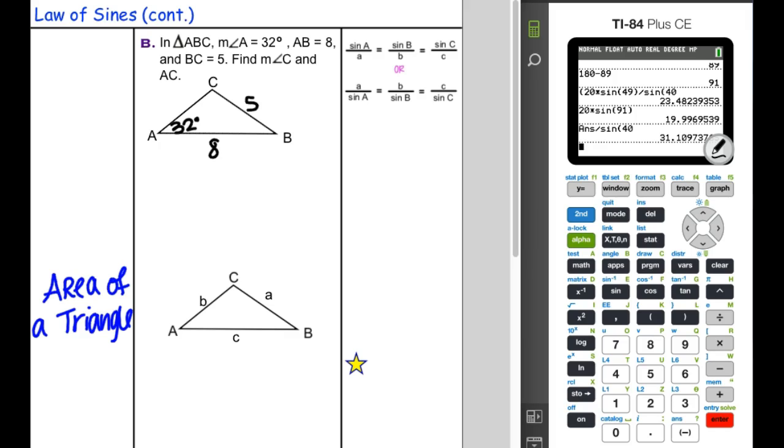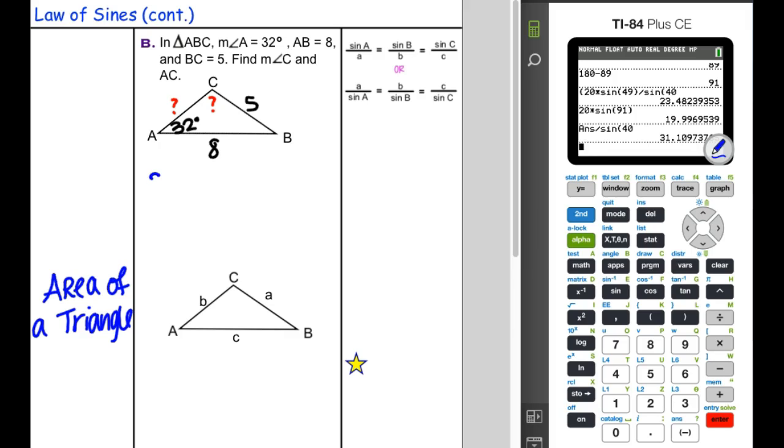Especially if I don't give you the picture pre-printed, you will want to label simply because it'll make your life easier to figure out what it is you're trying to find. So we want to find the measure of angle C and side length AC. We need to have two angles in order to find a side, which means I'm going to start off by finding that angle measure.